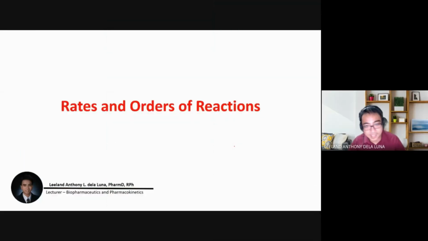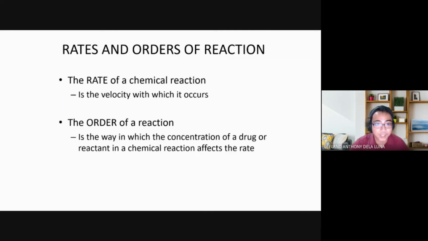Let's talk about rates and orders of reactions. So as you all know, class, there are multiple rates and orders of reactions here. We have the pseudo first order, zero order, second order, and so on and so forth. Now, for simplicity's sake, we'll only be discussing class 2 orders of reaction, which has a greater significance in biopharmaceutics and pharmacokinetics, specifically pharmacokinetics. So we have the first order and then the zero order reaction.